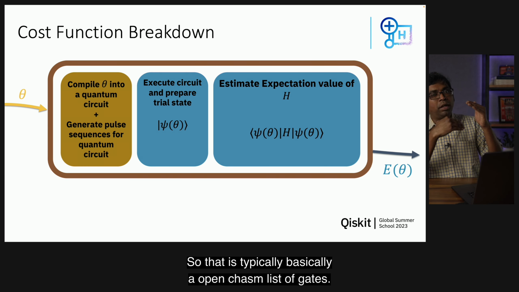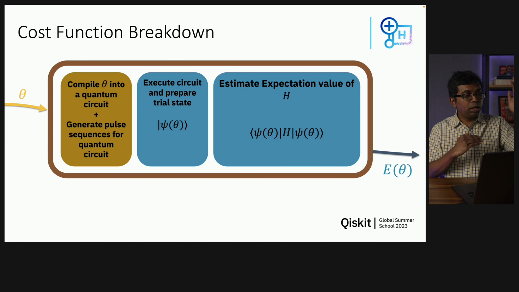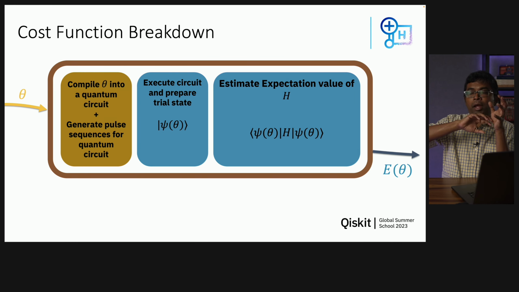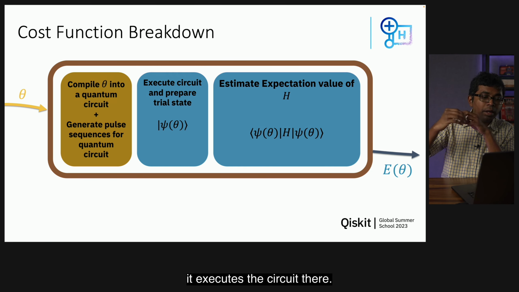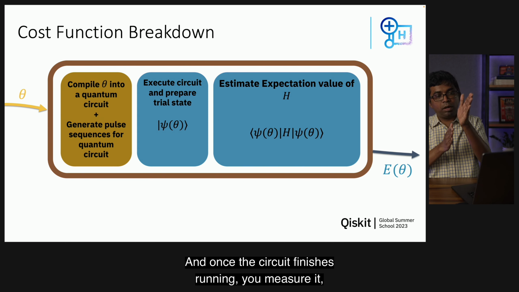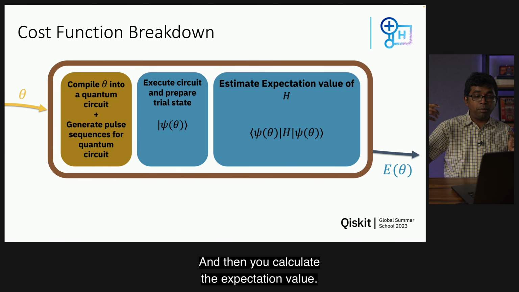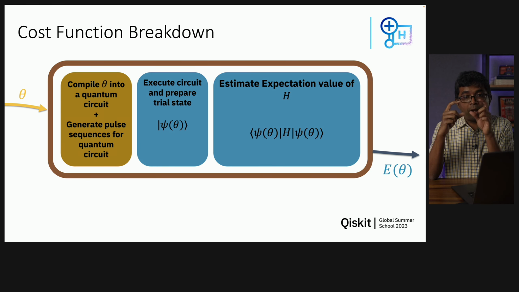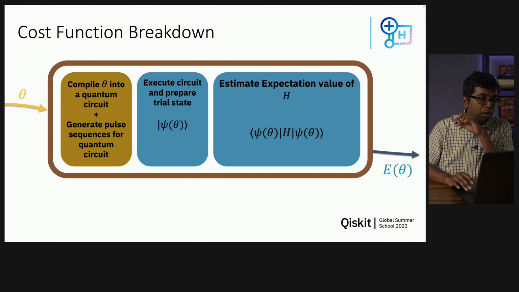That is typically an open QASM list of gates. Then you generate microwave pulses based on the circuit, and those pulses go to the quantum computer. It executes the circuit there, and once the circuit finishes running, you measure it. So now you have a histogram of results, and then you calculate the expectation value. And every time you start with a new set of parameters and do the same thing. Right.